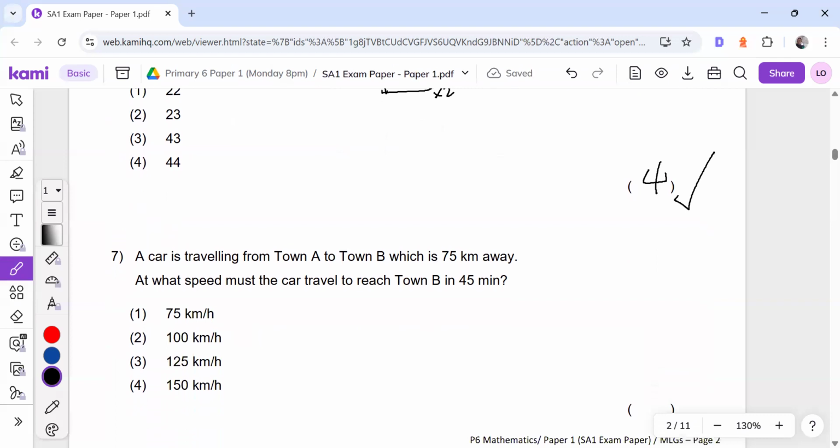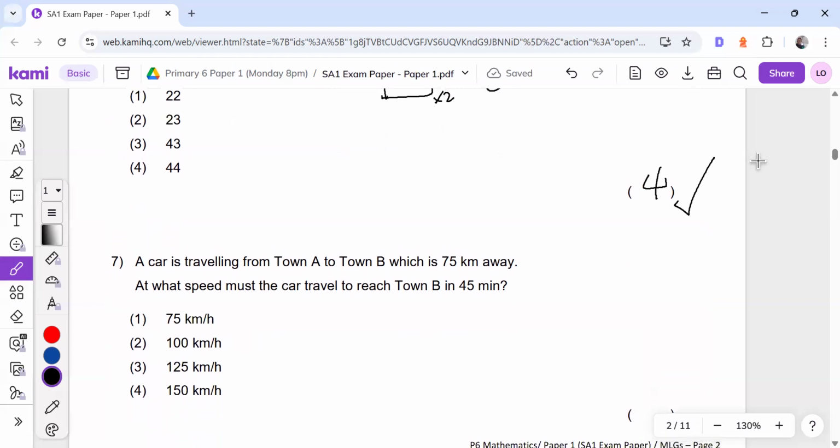Okay, next one. All right, speed problem. Now, when you do speed problem, you need to always draw the triangle so that you don't get confused with the formula. First thing to do is when you do speed problem, you draw the triangle. All right, this is a simple question. 1 mark, 2 marks. So don't need to draw a model if you know how to do. For example, a car is traveling.